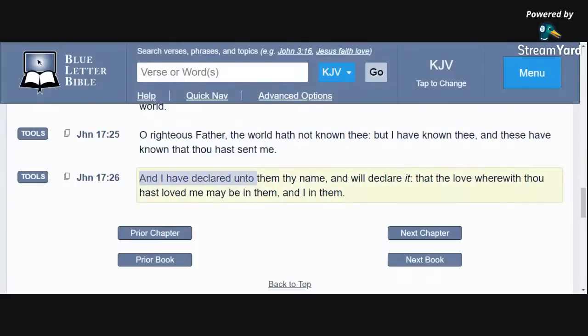And I have declared unto them thy name, and will declare it, that the love wherewith thou hast loved me may be in them, and I in them. Plain. It's plain to the holy, stumbling blocks to the wicked. We can't convince you. You see it? And even the sisters that believe, they don't believe because of us.